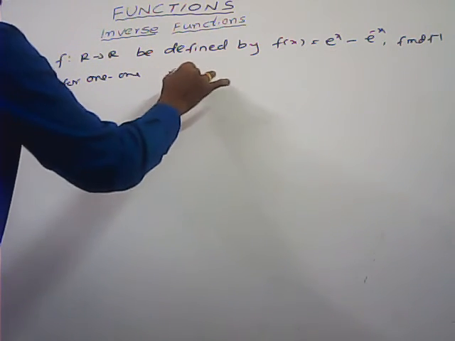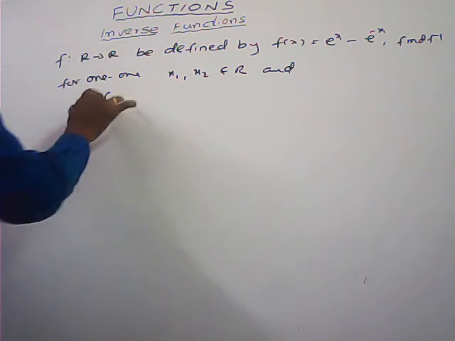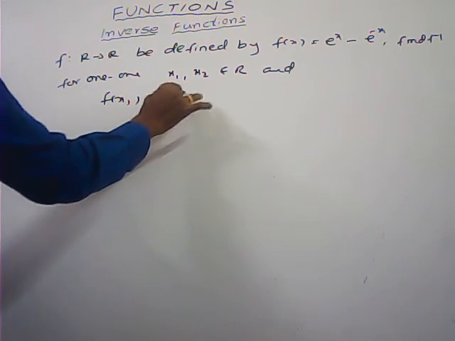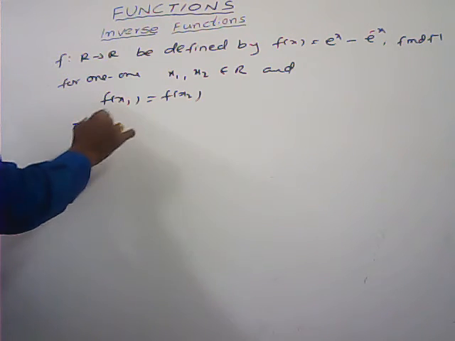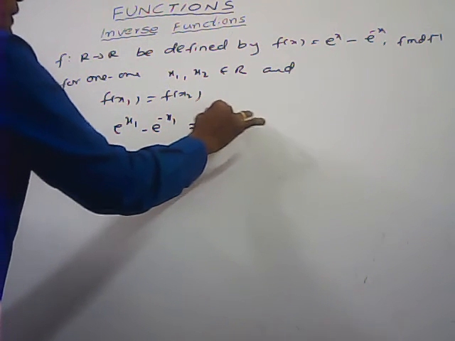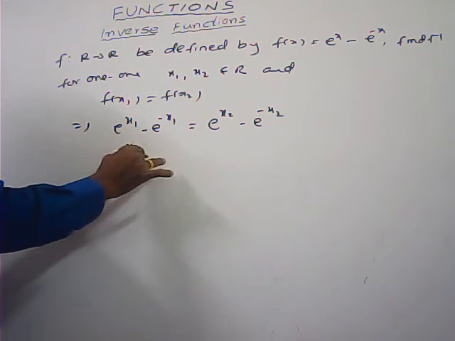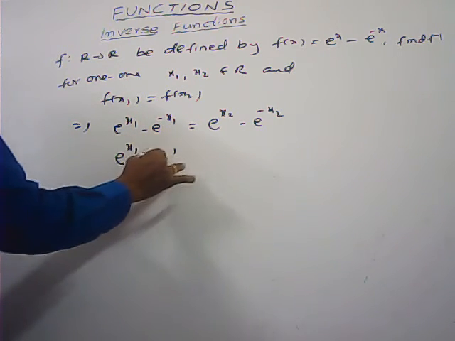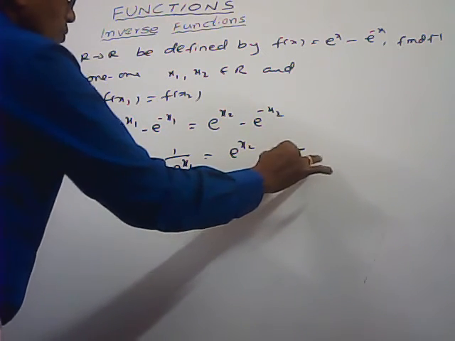you can take any two elements in the domain, x1, x2 belonging to R, and f of x1 is equal to f of x2. That implies e power x1 minus e power minus x1 is equal to e power x2 minus e power minus x2. We can write e power minus x as 1 by e power x. So e power x1 minus 1 by e power x1 is equal to e power x2 minus 1 by e power x2.